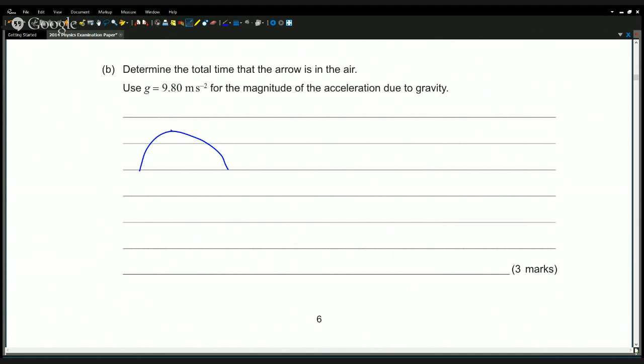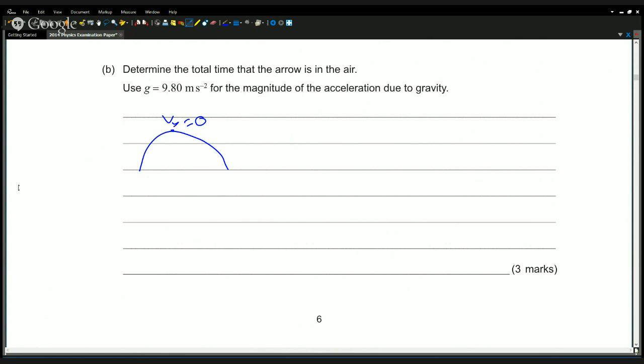Okay, so that point there is a halfway point, and that's also where Vy equals 0. So you can work out the time to that point and then double it, and that'll be your time of flight. Or you can use displacement equals 0 and solve the quadratic equation. That's a little bit more tricky, so I'm going to do this one.